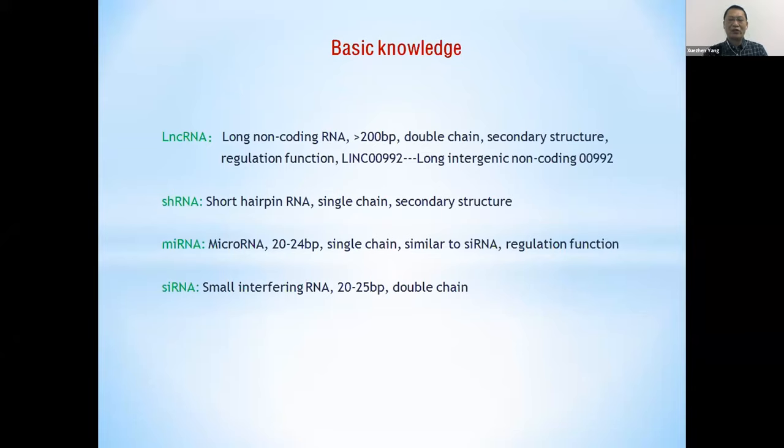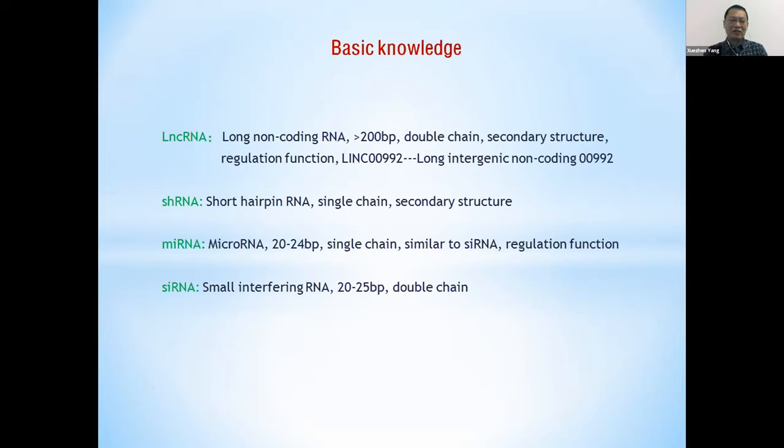First, I would like to introduce some basic knowledge. Here, there are some RNAs. First is non-coding RNA. This RNA is very important. Previously, scientists thought it was just the noise in the cell. But recently, we found that it had a very, very important function. It is more than 200 bp, and it has a double chain, and it has a secondary structure, and it has a regulation function. So what is LINC00992? It's long intergenic non-coding RNA 00992.